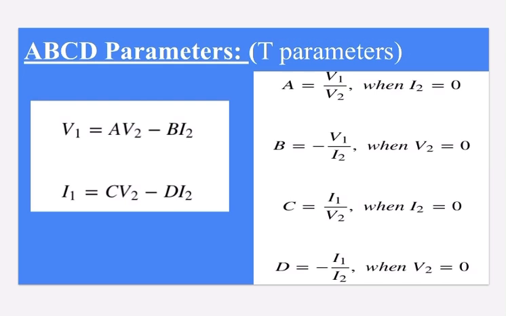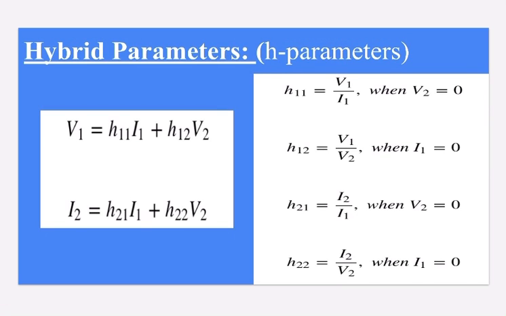Okay. So next we have H parameters, which means hybrid parameters. In these parameters, we get the following set of two equations by considering the variables V1 and I2 as dependent, and I1 and V2 as independent. So the coefficients of independent variables I1 and V2 are called hybrid parameters. By this we get the equations as V1 is equal to H11 I1 plus H12 V2, and I2 will be H21 I1 plus H22 V2.